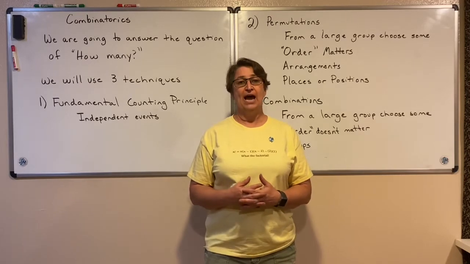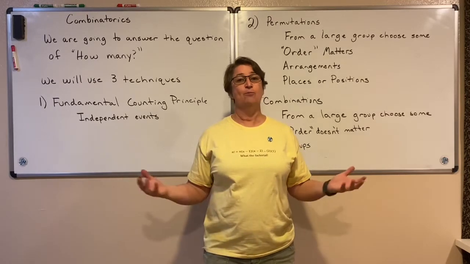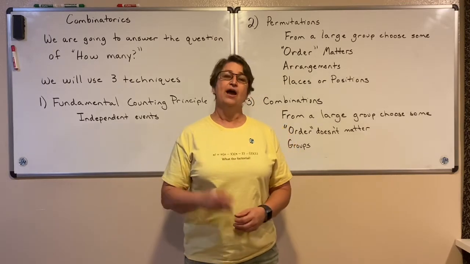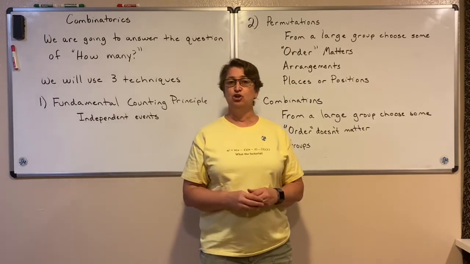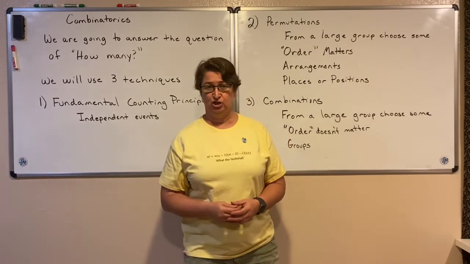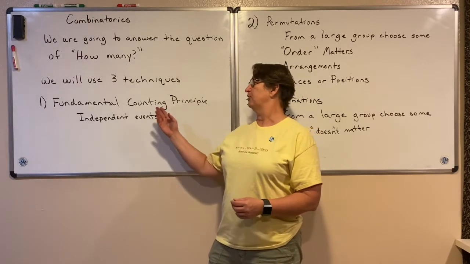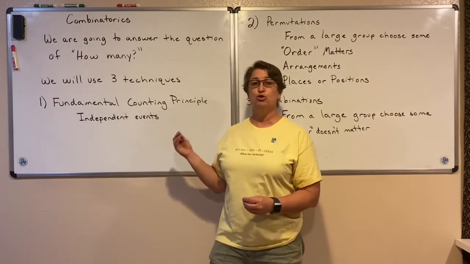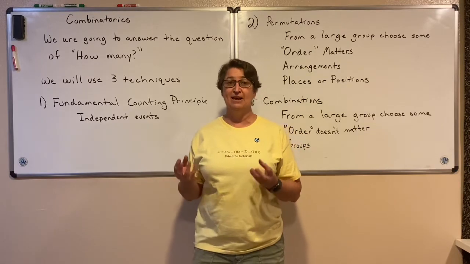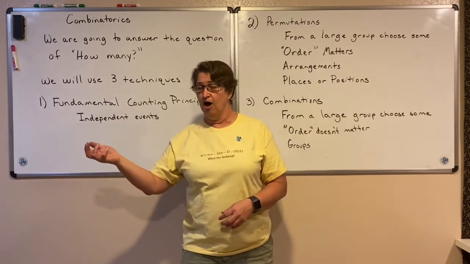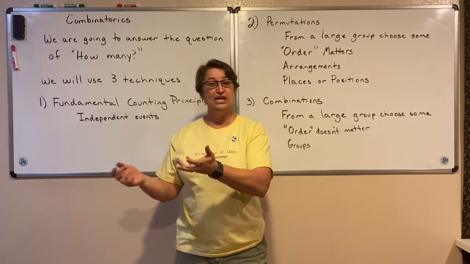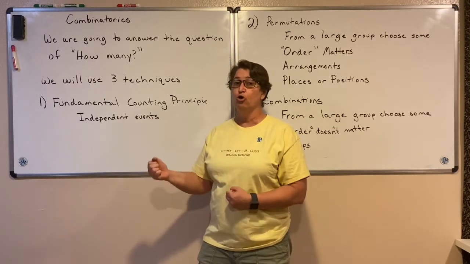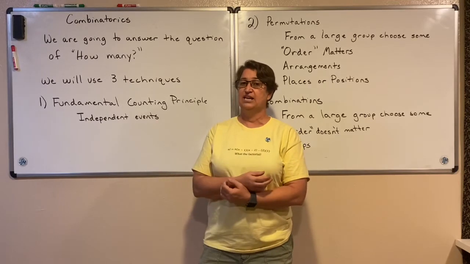So here in counting, we're going to answer that. How many ways? How many groups? How many choices? And there are 3 different techniques that we're going to use to help us answer that question. The first one is called the fundamental counting principle. And in the fundamental counting principle, we'll use this when we have independent events, a certain number of choices for each one of those independent events. And in that case, we'll just multiply the number of choices in each case.